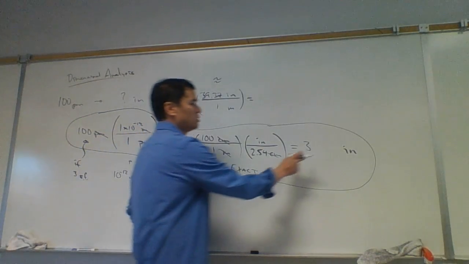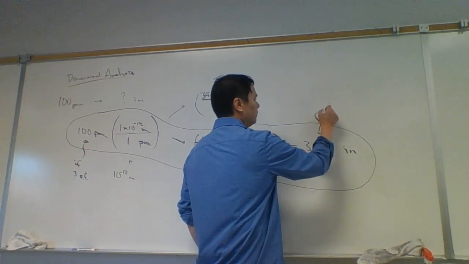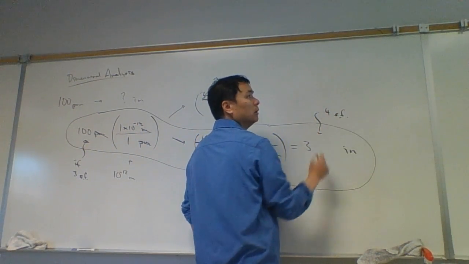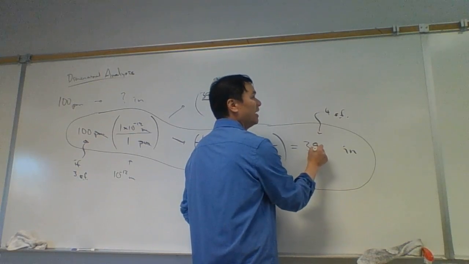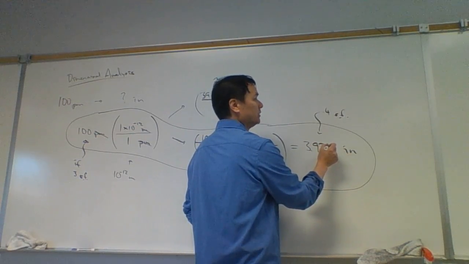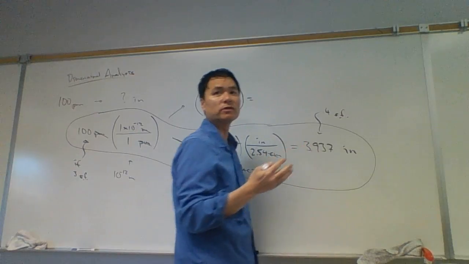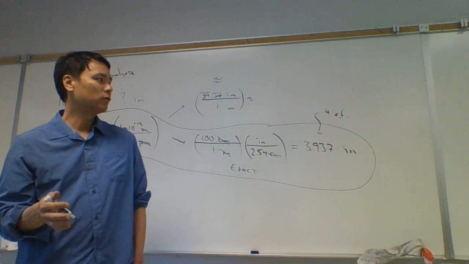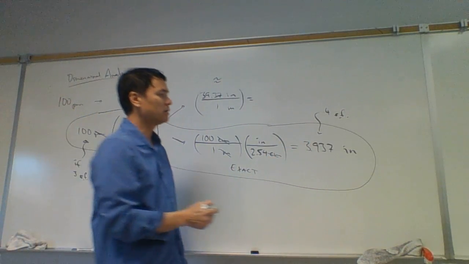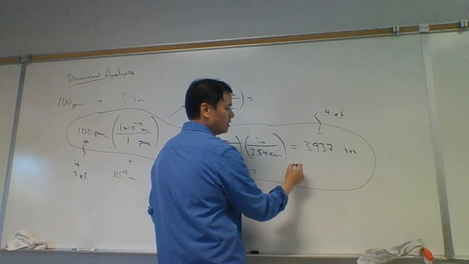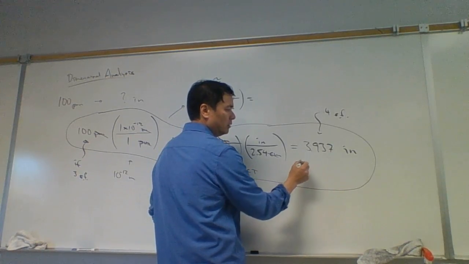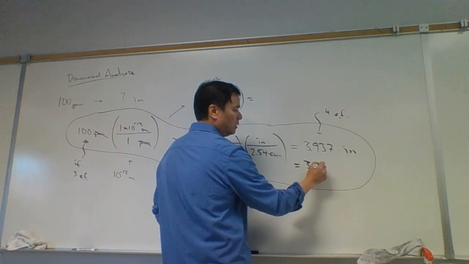I would want to show 4 sig figs in my initial answer. And so I would go 3.937. That would be 4 sig figs. But I'm not allowed 4 sig figs. And so what I do is I round this to 3 sig figs. So I put another equal sign here. I round to 3.94.